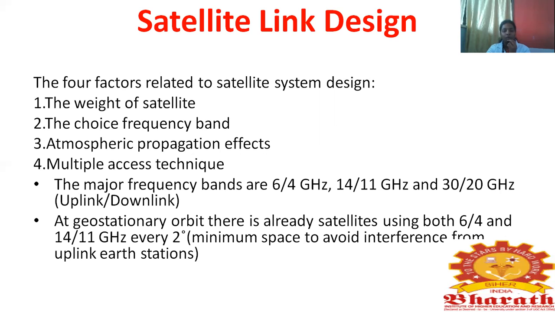And when you have the downlink part, like when you start transferring the information from the satellite to the base station, you make use of the 4 gigahertz frequency band. So this is what the representation means. 6/4 gigahertz means that the first part is going to be the uplink frequency, and the second part is going to be the downlink frequency.